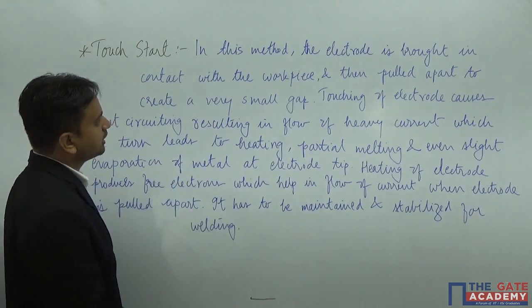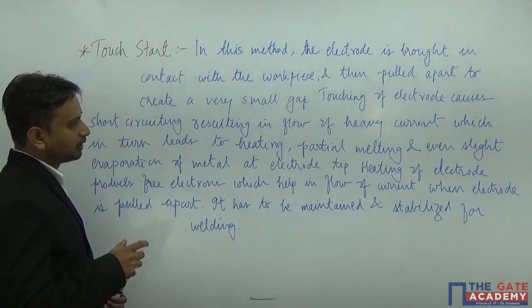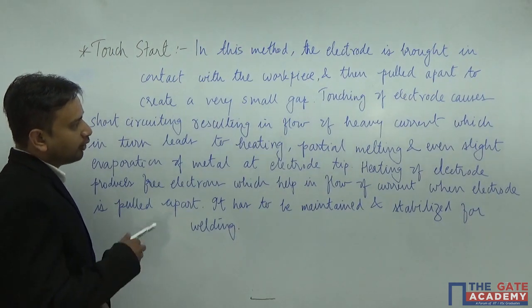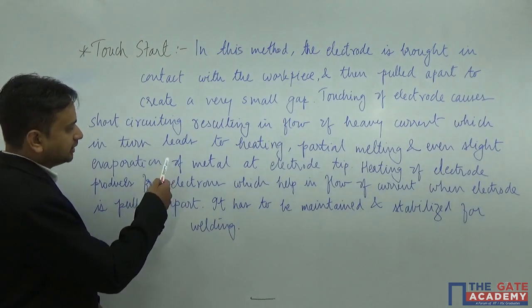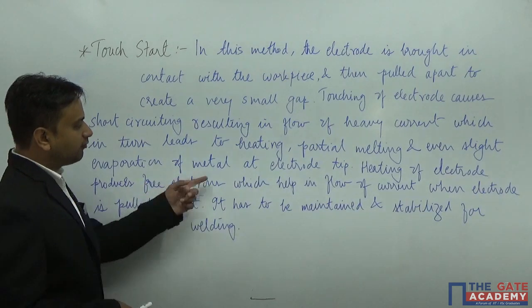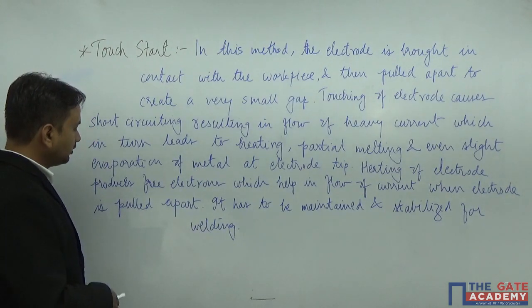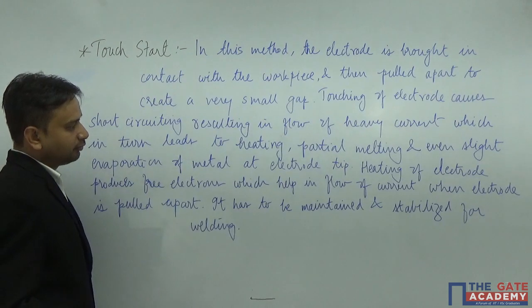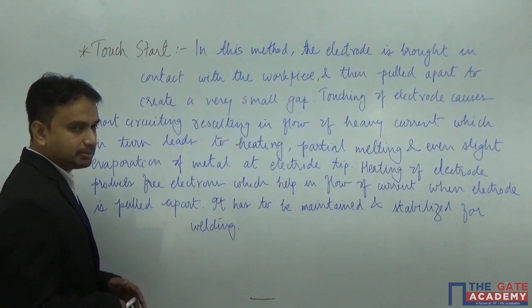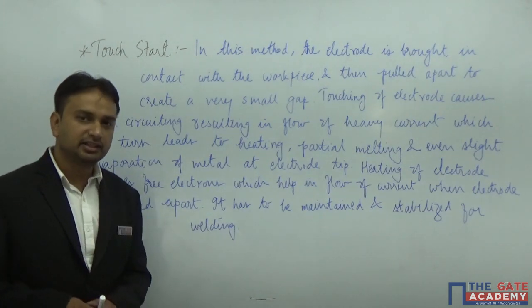In this method, the electrode is brought in contact with the workpiece and then pulled apart to create a very small gap. Touching of the electrode causes short circuiting, resulting in flow of heavy current, which in turn leads to heating, partial melting, and even slight evaporation of metal at the electrode tip. Heating of the electrode produces free electrons which help in flow of current when the electrode is pulled apart. It has to be maintained and stabilized for welding. This is all about your touch initiation method.